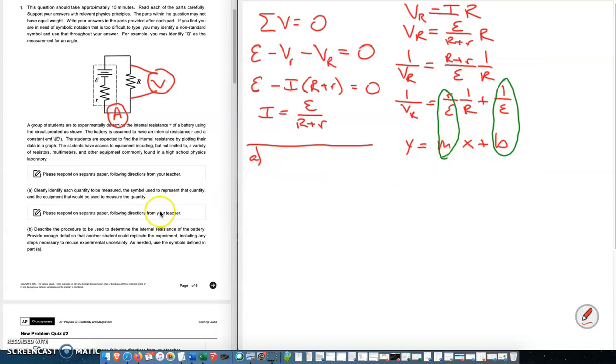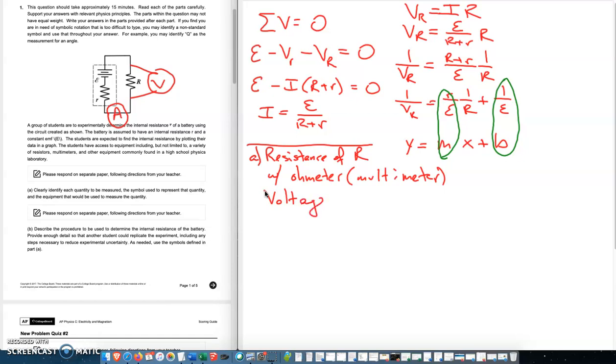Okay, so for part A, we're going to clearly identify the quantities to be measured. Resistance of R with ohmmeter, which is going to be part of the multimeter, and voltage across R with voltmeter. Notice how I got rid of the current. We don't actually need an ammeter.